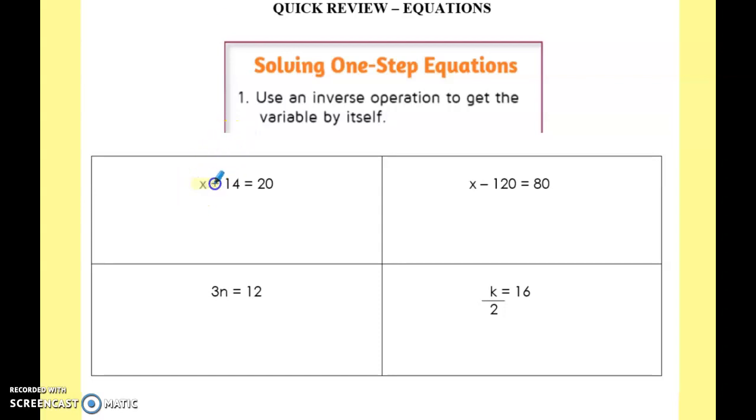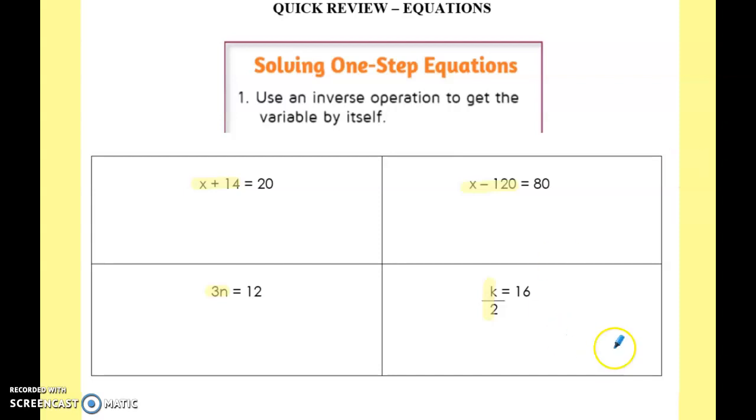So even if I just quickly highlight the expression with the variable in each of them, again, you see one operation and one number acting on the variable. And how we solve one-step equations is that we use inverse operations to get that variable by itself. So if we see addition, we're going to use subtraction. If we see subtraction, we're going to use addition. And multiplication and division are inverses of each other.